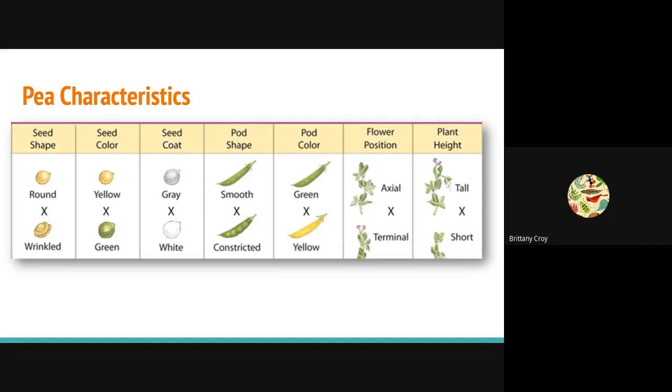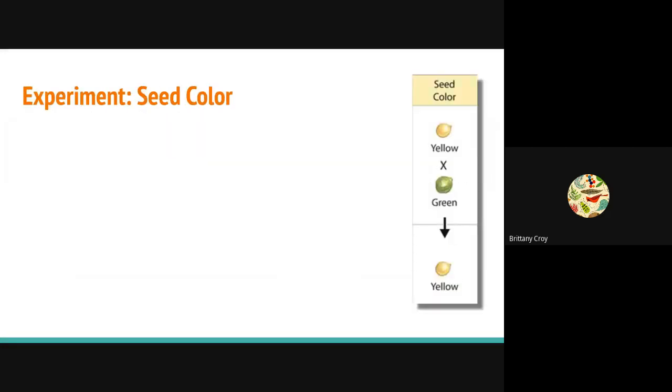Here's a summary of all the different characteristics he observed. So you can see variation of seed shape, seed color, seed coat, etc. Let's take a plant with seed color. Mendel cross-pollinated a plant with yellow seeds with a plant with green seeds, and he saw that all of the offspring were yellow.